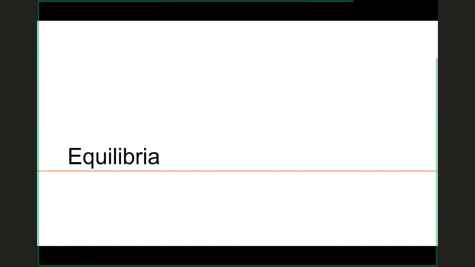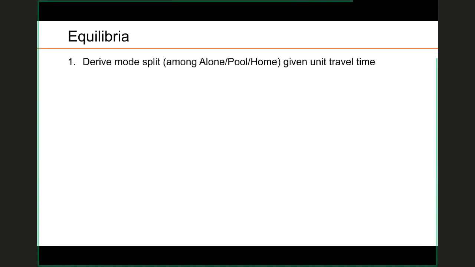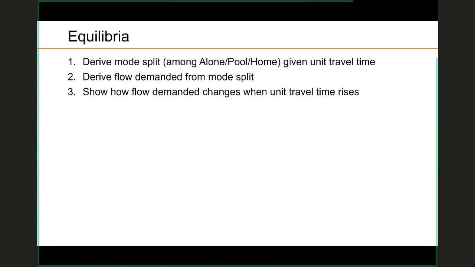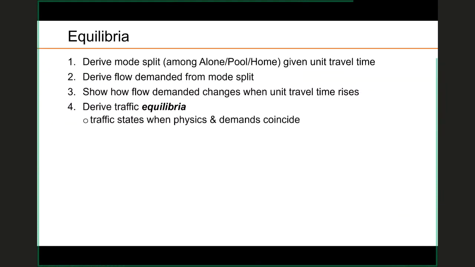Now that we've set up the model, we can move ahead to derive the equilibria for the model, and in deriving the equilibria, we see this exotic backward bending demand curve. The strategy is to derive what we call the mode split among alone, pool, and home, given a certain unit travel time. Then we derive the flow demanded from the mode split, and show how flow demanded changes when the unit travel time rises. That gives us a flow demanded curve. And from there, we derive our traffic equilibria, the traffic states when physics and demand coincide.